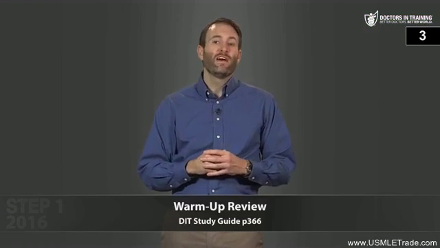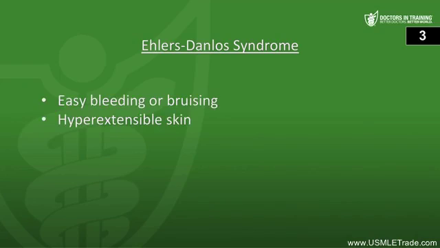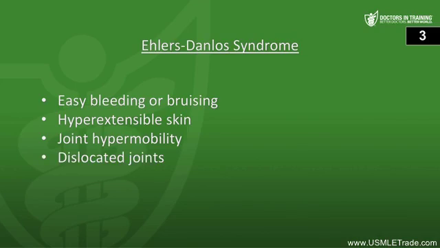Next question. What findings are associated with Ehlers-Danlos syndrome? So depending on the types of collagen that are affected, you can see things like easy bleeding or bruising. You can have hyperextensible skin. You can have joint hypermobility. And because of all this, there might be dislocated joints. That could also be aneurysms like aortic aneurysms or berry aneurysms as well.